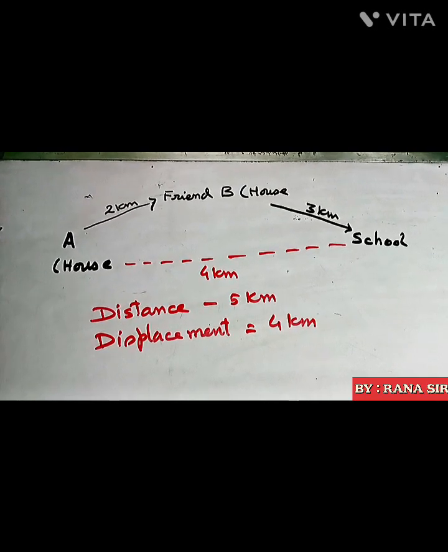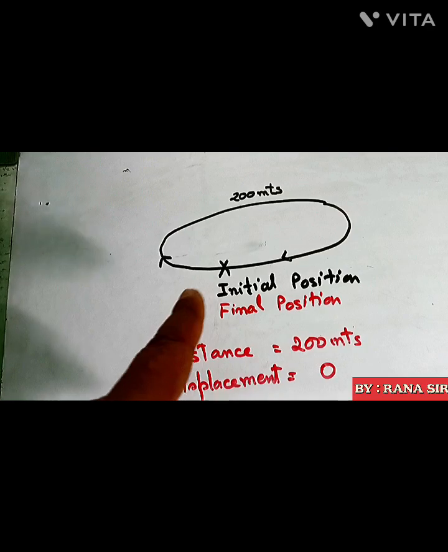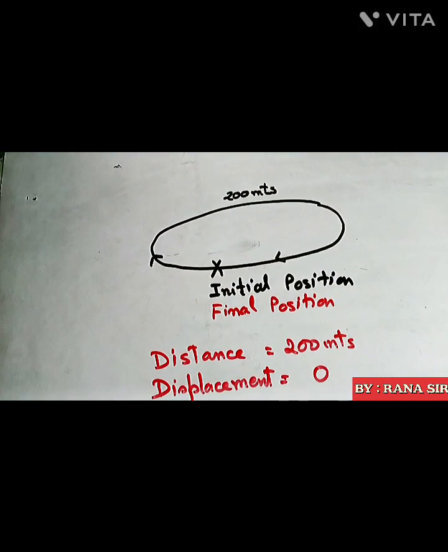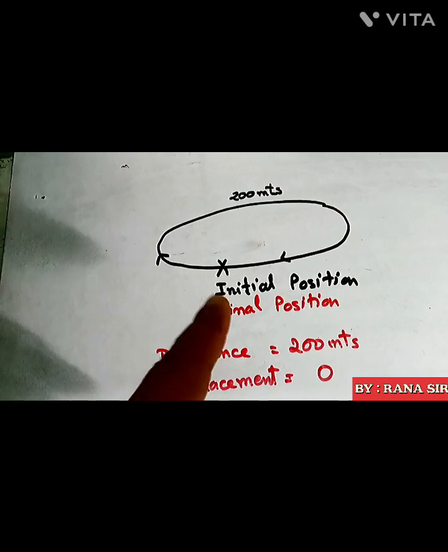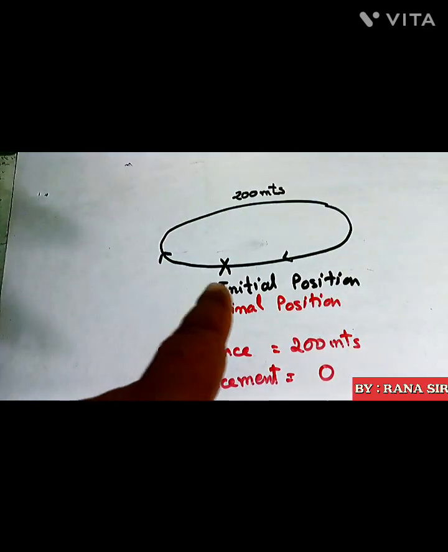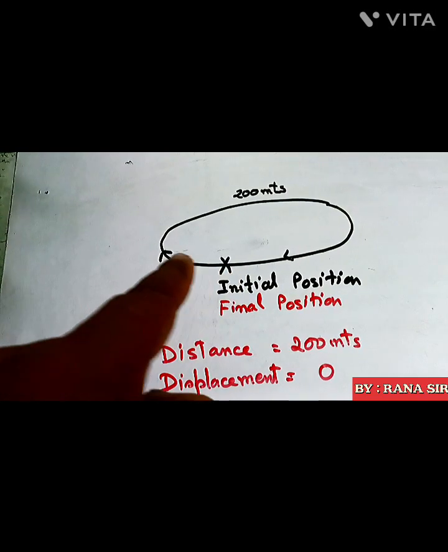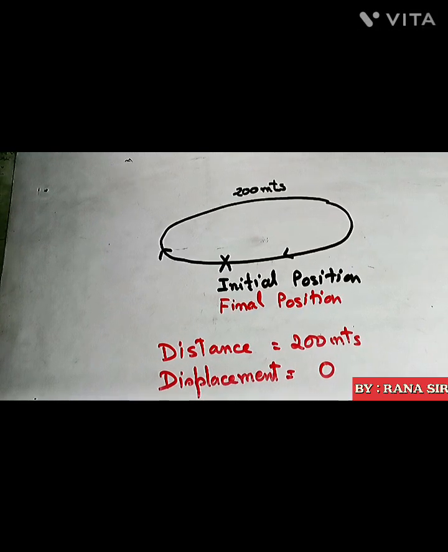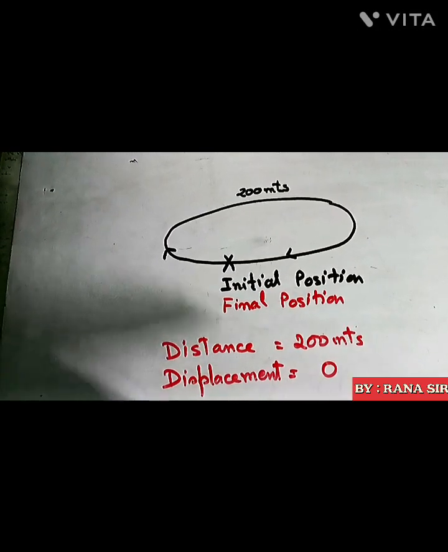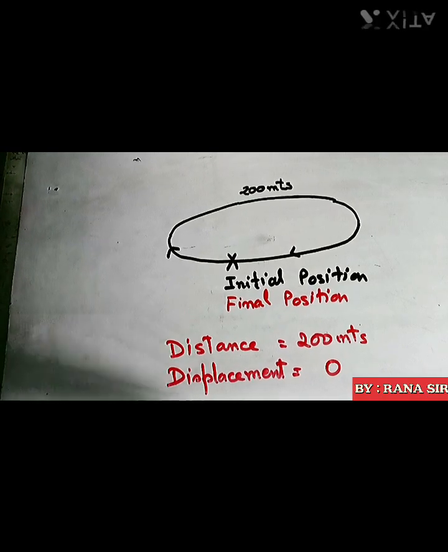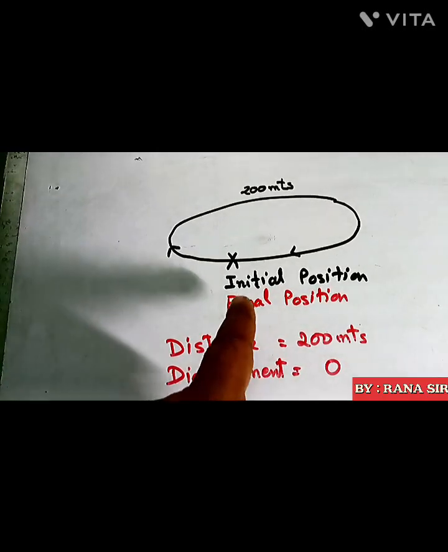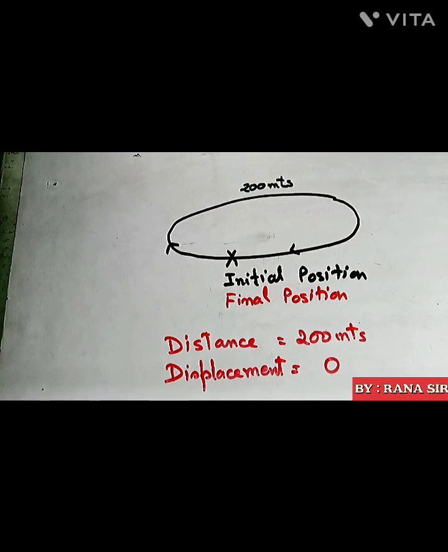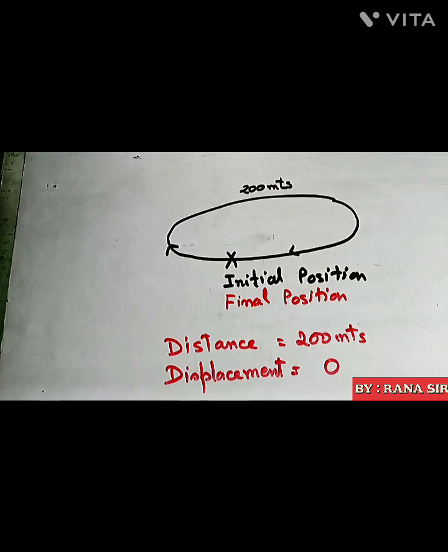Let's understand with another example. Suppose there is a circular path of 200 meters and a person trots from the initial position here, X. He trots the entire path and comes back to the initial position, which becomes the final position. So the distance traveled is 200 meters. Displacement is not 200 but 0, because the initial position is the final position. So displacement is 0 but distance is 200 meters.